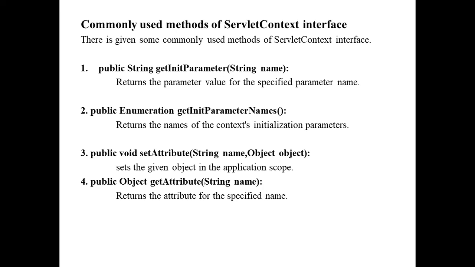Third method is public void setAttribute(String name, Object object). This method sets the given object in the application scope. Means the attribute name is passed with the object value. Then the fourth method is public Object getAttribute(String name). This method returns the attribute for the specified name.